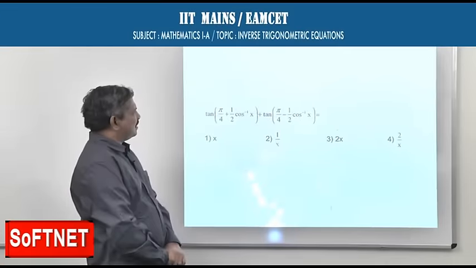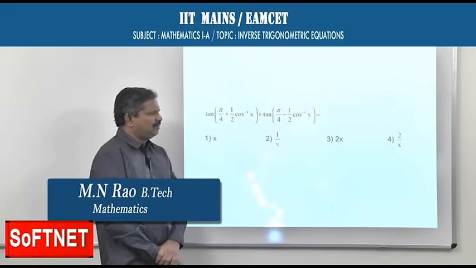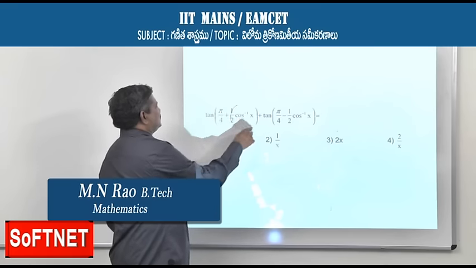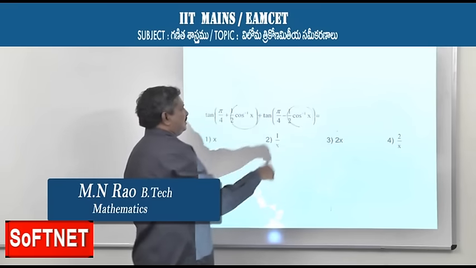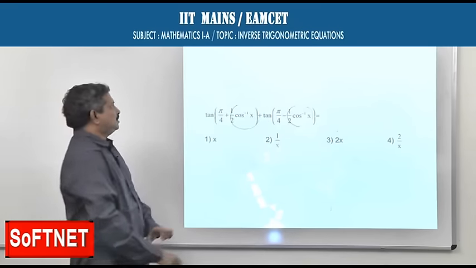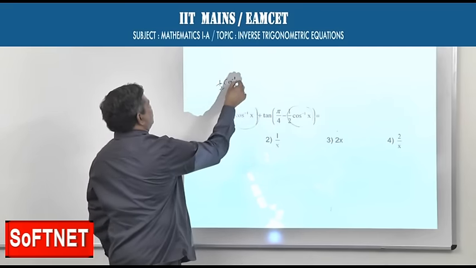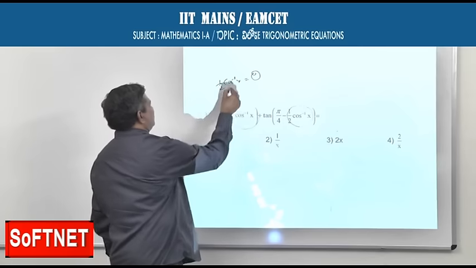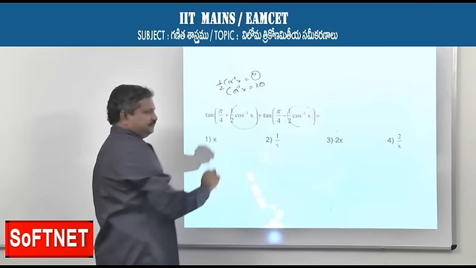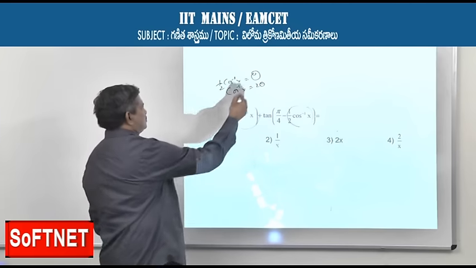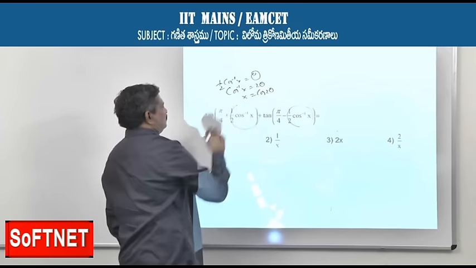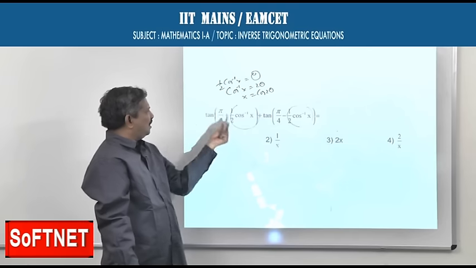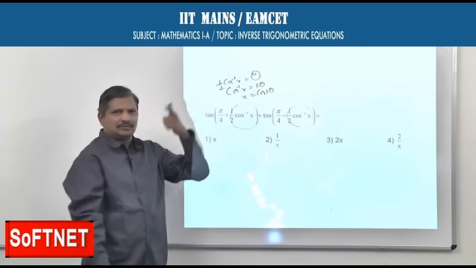Tan of pi by 4 plus half cos inverse x plus tan of pi by 4 minus half cos inverse x, find the value. Here, very carefully observe it. These are the same terms; one is plus and one is minus. So directly I will take half cos inverse x as theta. Half cos inverse x is theta. Then I will get cos inverse x equal to 2 theta, so x equal to cos 2 theta. In inverse trigonometry, the inverse term we always take as theta. Cross multiply: 2 theta, x equal to cos 2 theta.